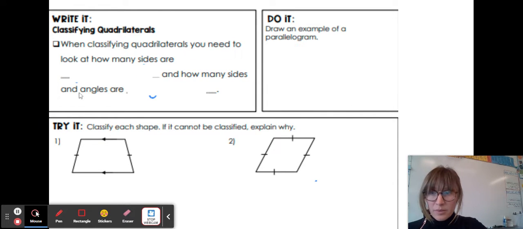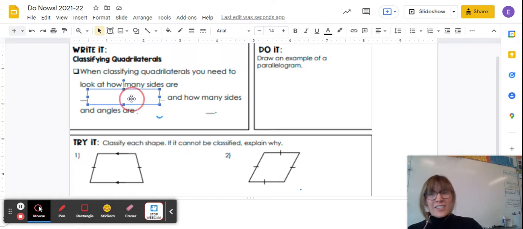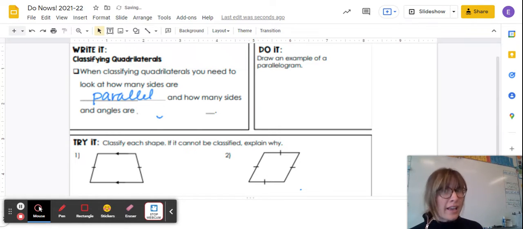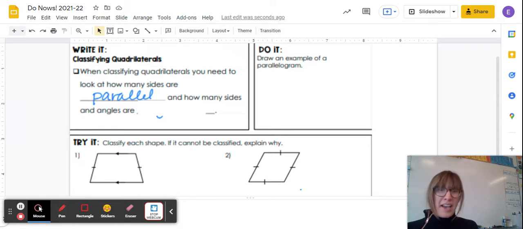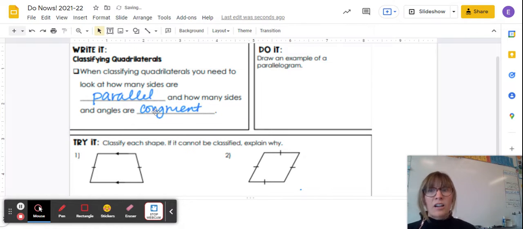are, how many sides are parallel, right? So how many pairs, if any, but how many pairs of sides are parallel, never going to intersect, and how many angles are congruent, which is just a fancy name for exactly the same. So when we do that, we can think about classifying or naming or calling specific quadrilaterals their most specific name.